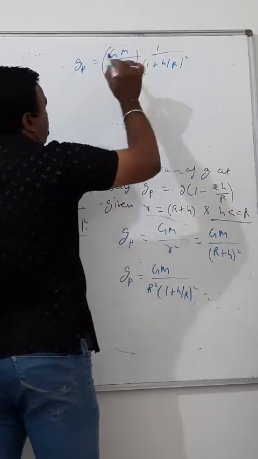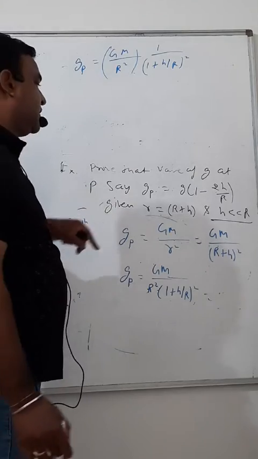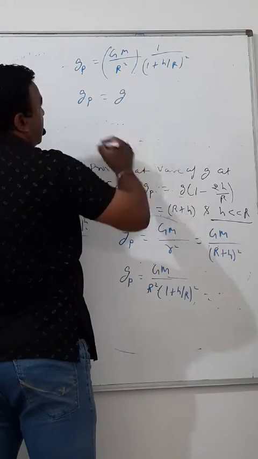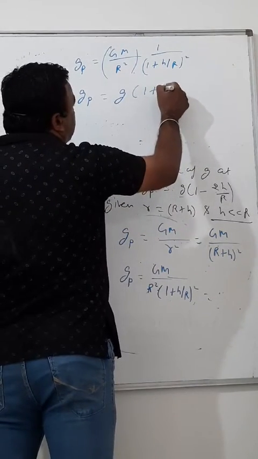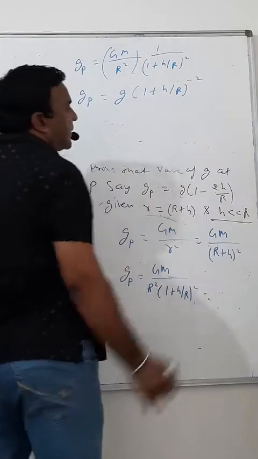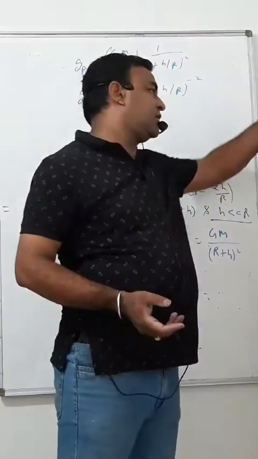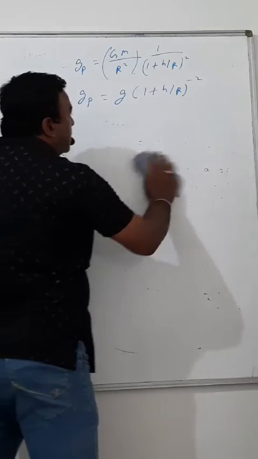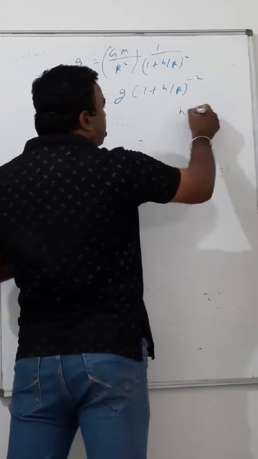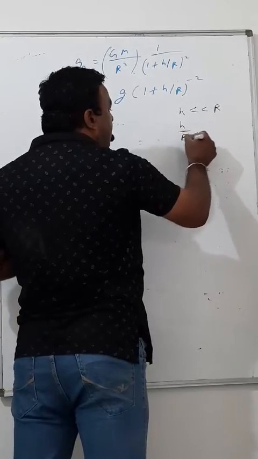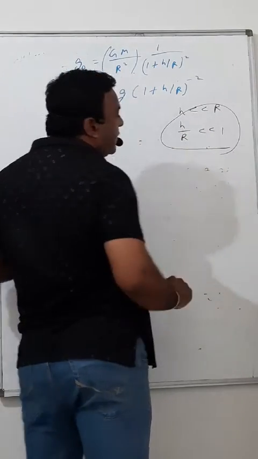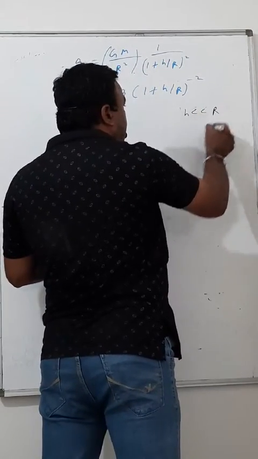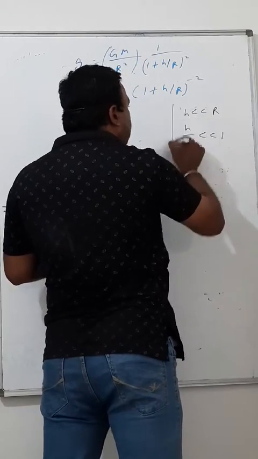This itself is g. We defined it, g at the surface. It's written simply g. g_p is equal to g, and this can be written as (1 + h/R) raised to the power minus 2. Of course. Now, what about the proof? Now, h is far less than R, then h by R is far less than 1. Look carefully.